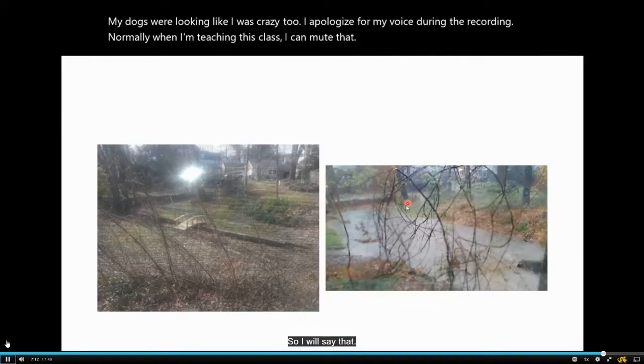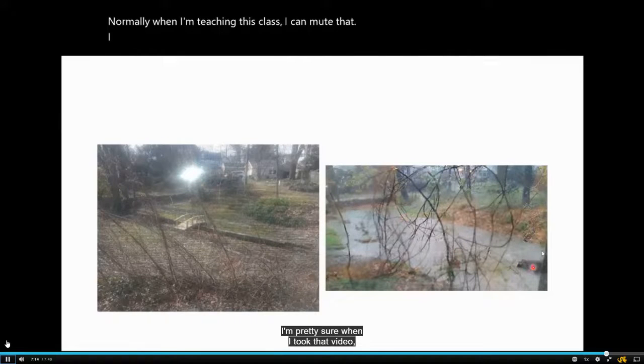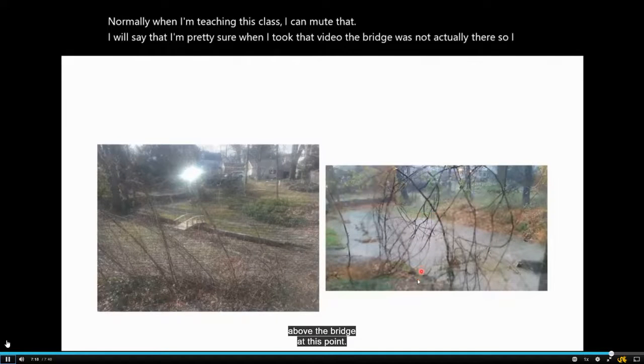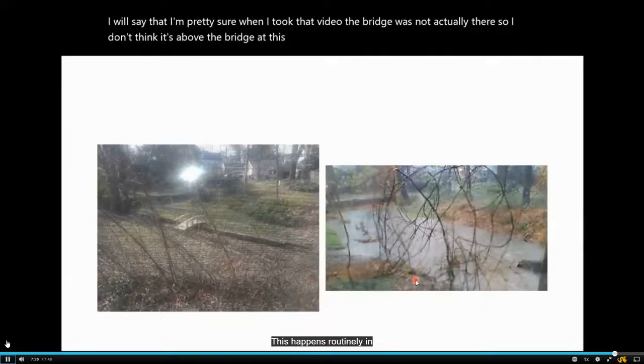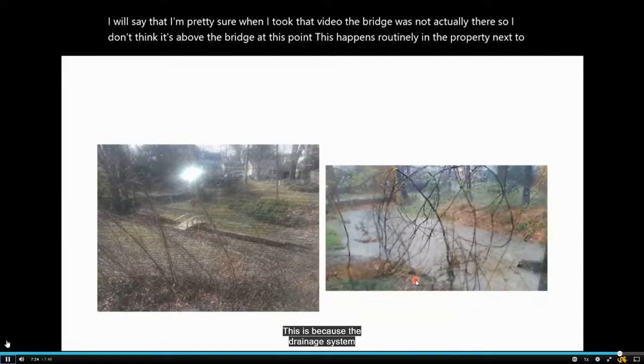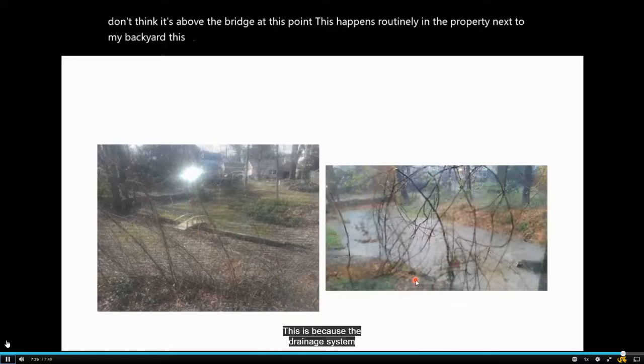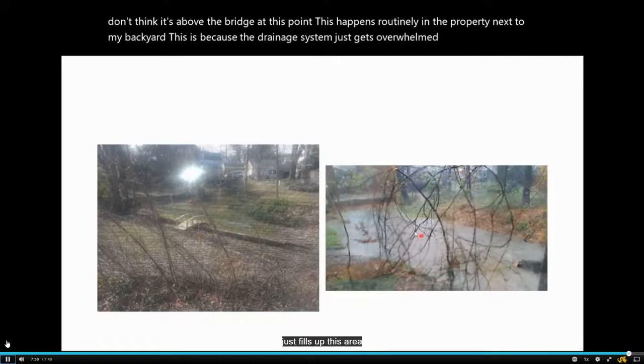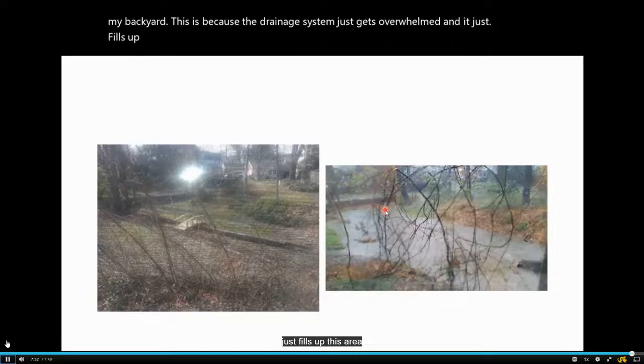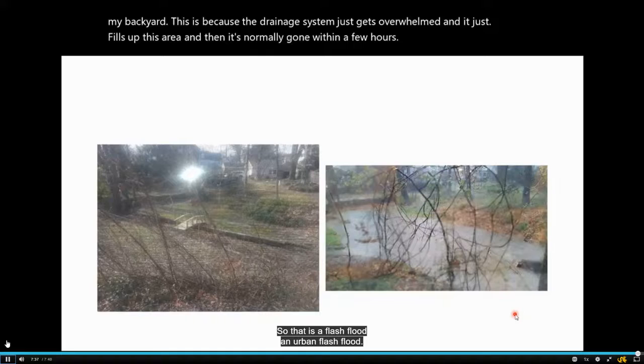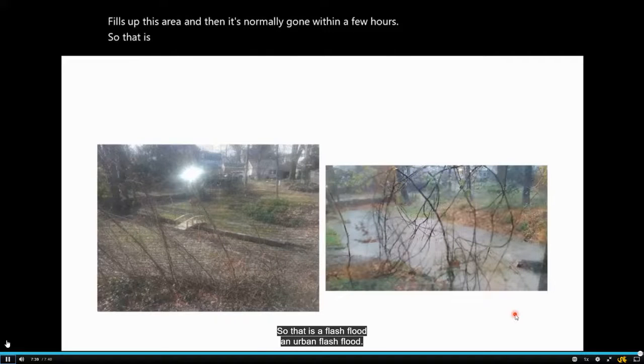So I will say that I'm pretty sure when I took that video, the bridge was not actually there. So I don't think it's above the bridge at this point. This happens routinely in the property next to my backyard. This is because the drainage system just gets overwhelmed and it just fills up this area, and then it's normally gone within a few hours. So that is a flash flood, an urban flash flood.